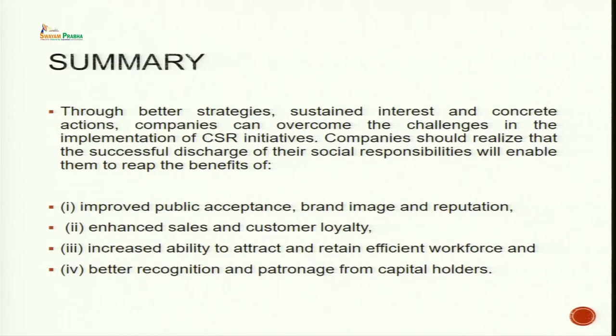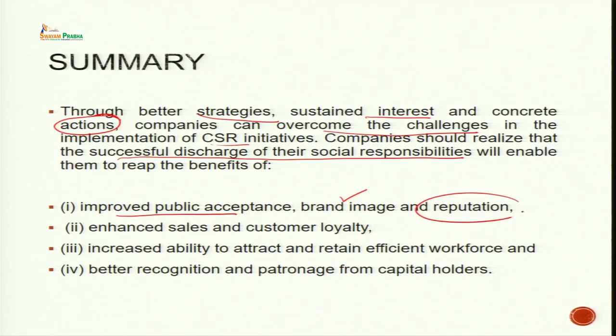So, finally, when we come to the conclusion of this particular session, we can say that through better strategies and sustained interest with concrete actions, the companies can overcome the challenges in implementation of CSR initiatives. Companies should realize that the successful discharge of their social responsibility will get them these benefits. What are the benefits? They will have improved public acceptance, a very good brand image and reputation.